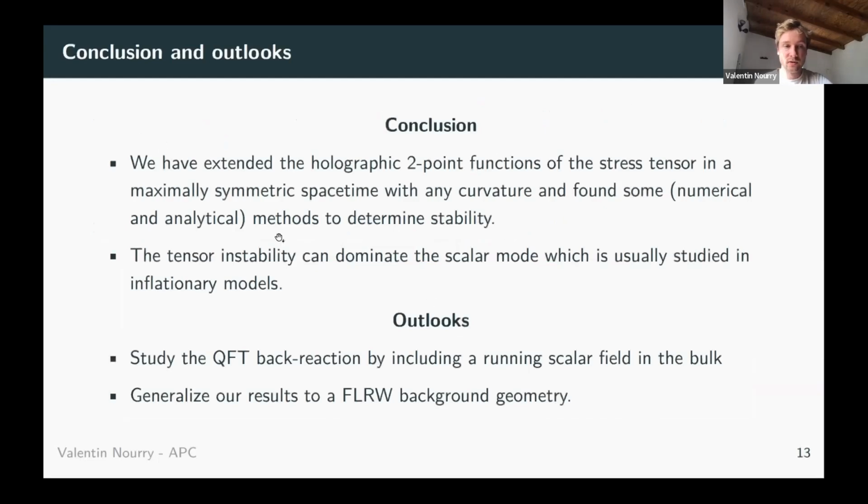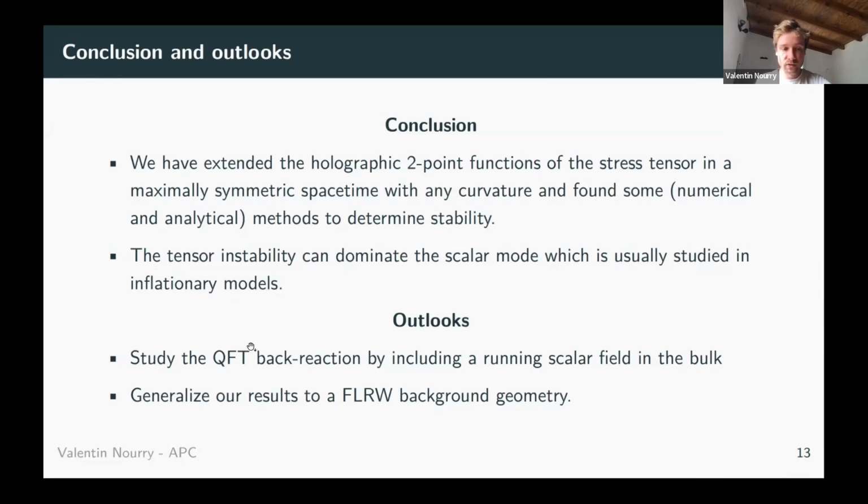So as a conclusion, we have extended the holographic two-point functions for the stress tensor and the metric perturbations because they are the same in the maximally symmetric spacetime with any curvature. And we have found some numerical and analytical methods to determine stability. I didn't talk a lot about the analytical methods, but I just compared some approximations with the numerical results too. And the tensor instability can dominate the scalar mode. And the scalar mode is usually studied in inflationary models. So it will be interesting in the future to look more at these tensor instabilities.